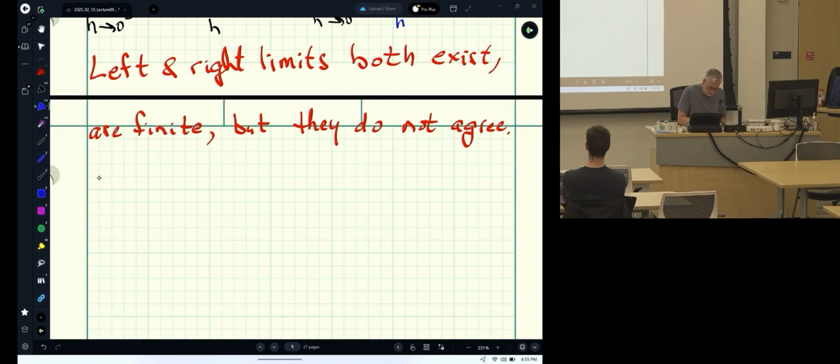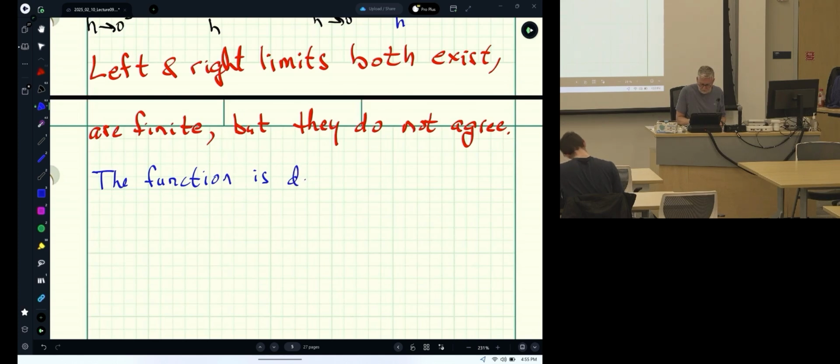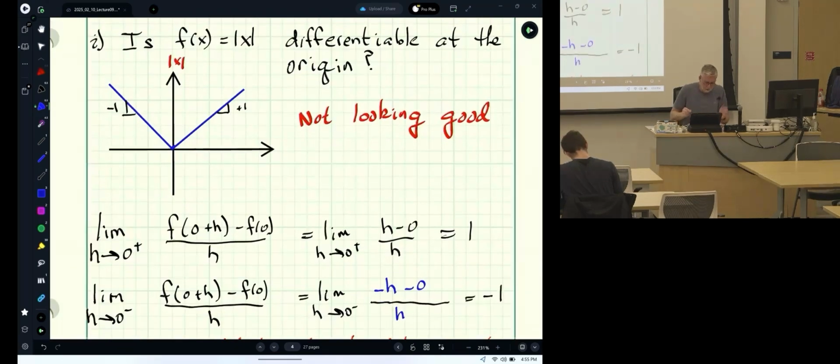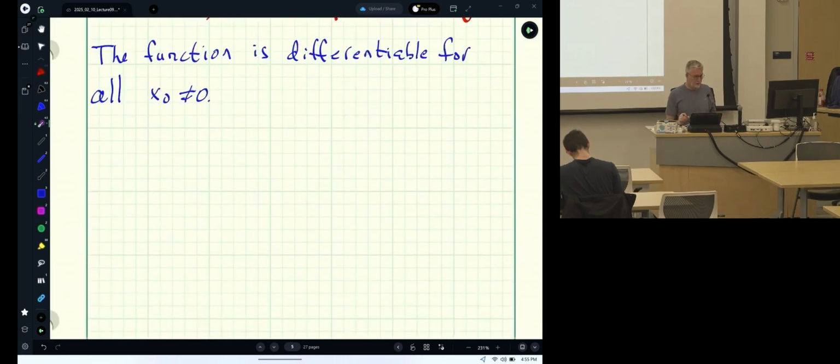Now let's just note that the function is differentiable at all other points. So we're saying the function is not differentiable at the origin, but if I'm just picking some random point here and looking at slope information, it's very nicely defined. It's just a line, so there's no issues there. Does that work for everyone?